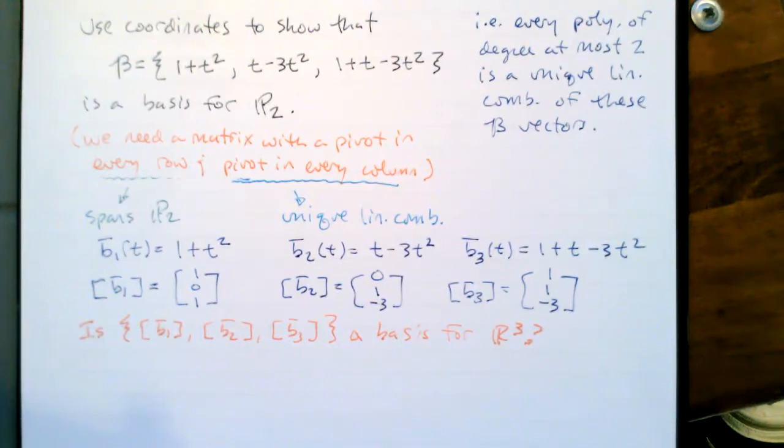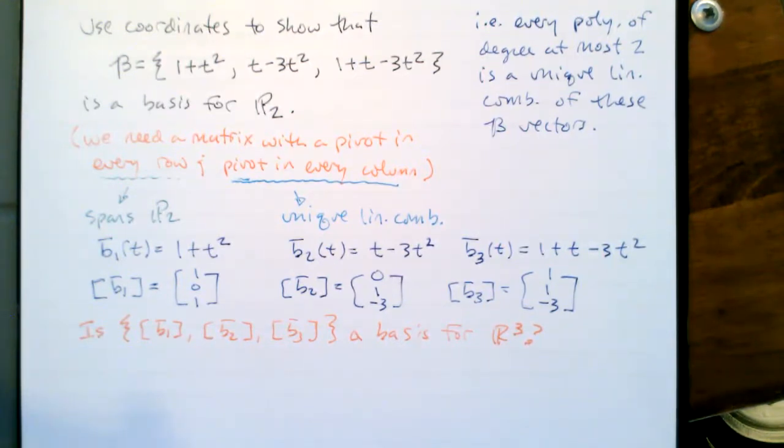So let's name each of these polynomials. B1 of t will be 1 plus t squared. B2 of t will be t minus 3t squared. B3 of t will be 1 plus t minus 3t squared. Now let's write the standard coordinates of each of these vectors. So the standard coordinates of B1 are 1, 0, 1. The standard coordinates of B2 are 0, 1, negative 3. The standard coordinates of B3 are 1, 1, negative 3.